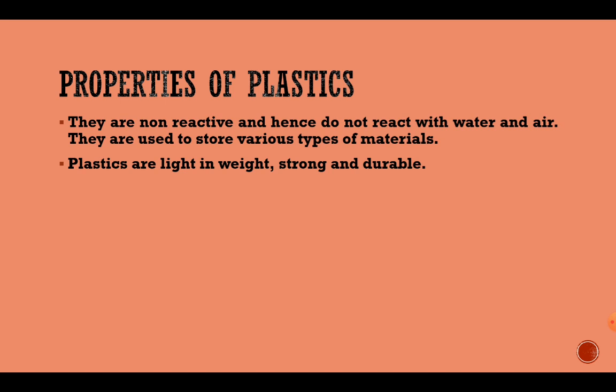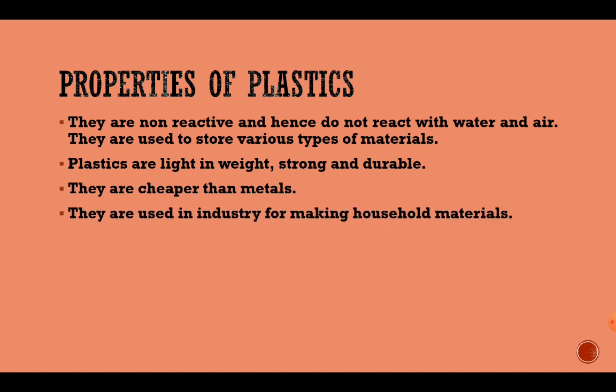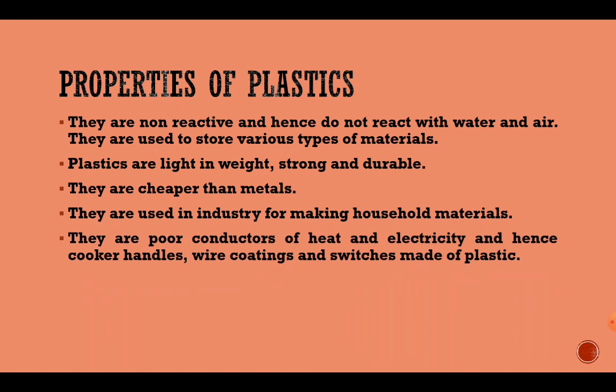Students, as we will be studying in our further chapters of chemistry, when we store anything in metals, the metals react with the materials put into them, and hence they form poisonous substances. That's why we do not prefer metal for storing and we take plastic instead. These are light in weight, strong and durable, and they are cheaper than metals. Also, they are used in industry for making household materials. Also, they are poor conductors of heat and electricity, and hence cooker handles, wire coatings and switches are all made up of plastic.